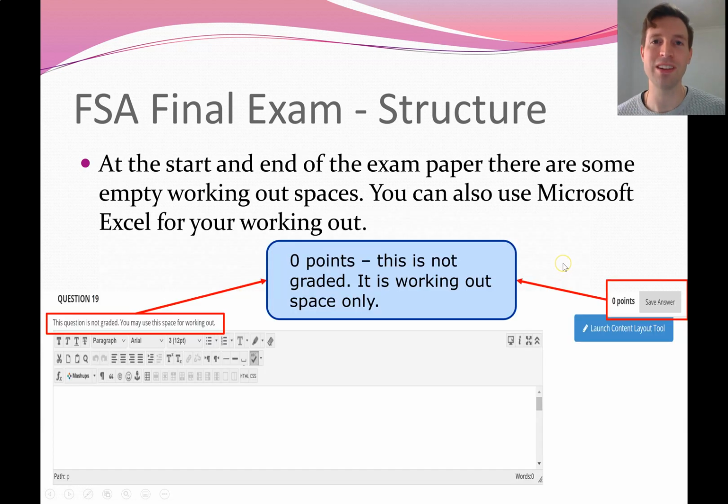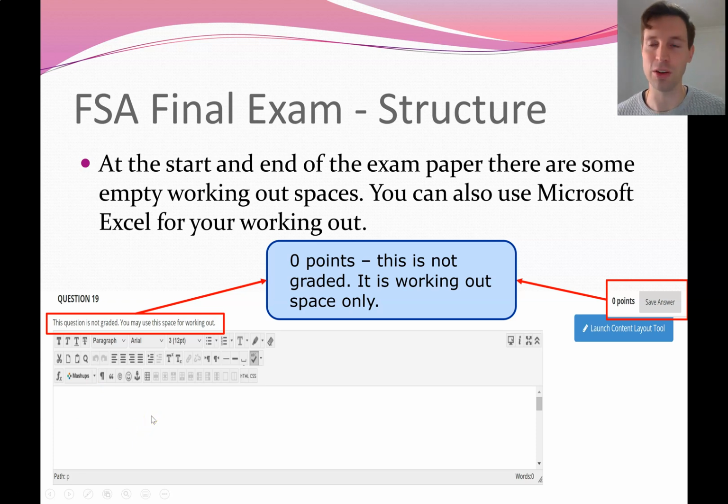As I mentioned previously, when you're in the exam, there will be 3 questions that have 0 marks allocated to them. This is what they'll look like. In the exam question, it will say 0 points, and this is the same in the practice exam and your final exam. And then the actual question will say, this question is not graded, you may use the space for working out. So anything you type in here, we're not going to mark that. That's for you to take down your notes.